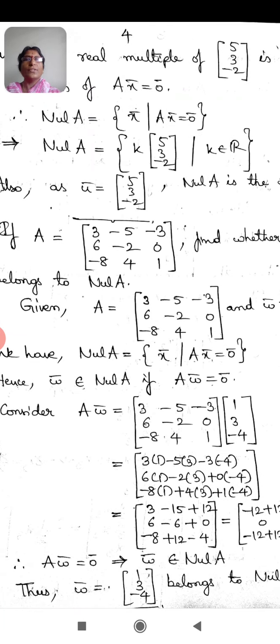So that is how we can write the null space of matrix A, making use of this solution set. How? Let us see now.